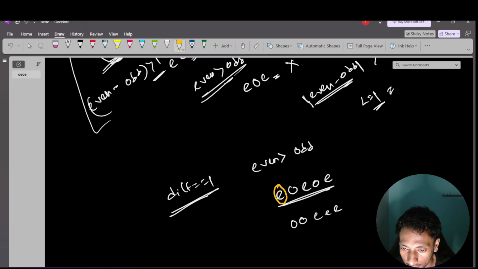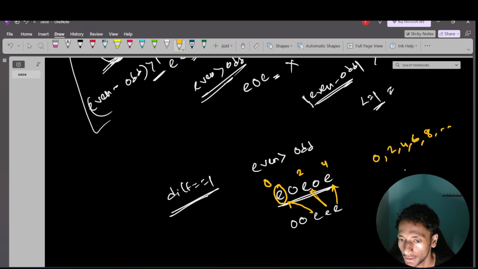Ultimately, we are placing the evens starting with even. So the first even will go to the first position, the next even will go to this position, and the next even to this position. That means the first goes to 0, the next position for an even number is 2, the next is 4. So it starts with 0, 2, 4. In these positions I will place the even numbers, correct? This applies when the even count is greater than the odd count.